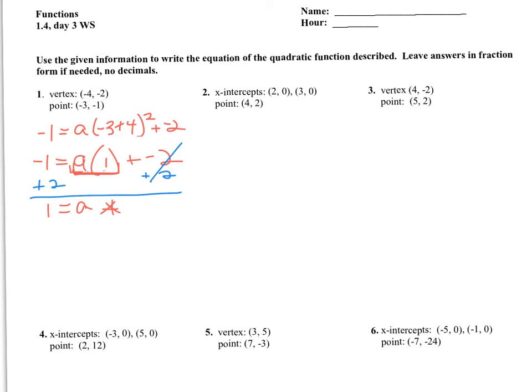And then when you plug it in, we'll have y equals 1 times x plus 4 squared, and then minus that 2. That's how I got that answer. So it was that second step that you have to be careful with your order of operations.